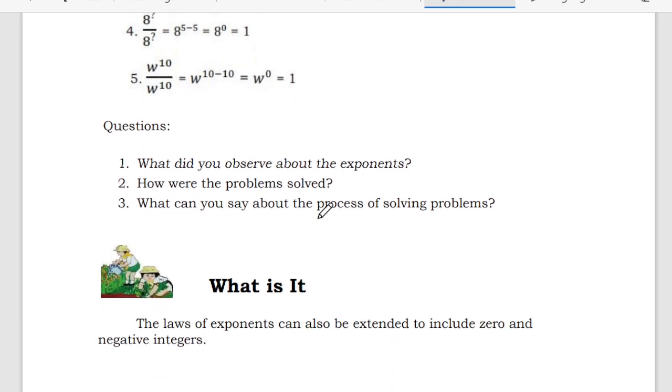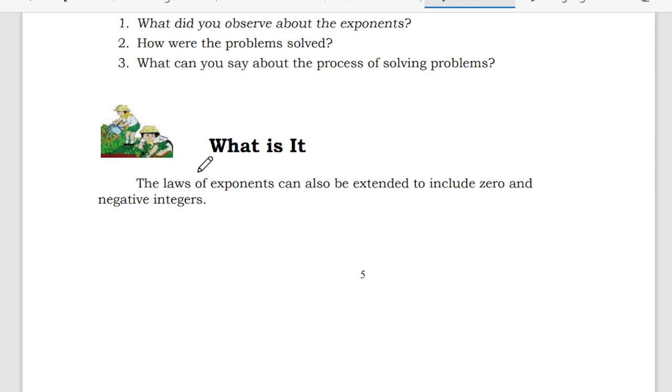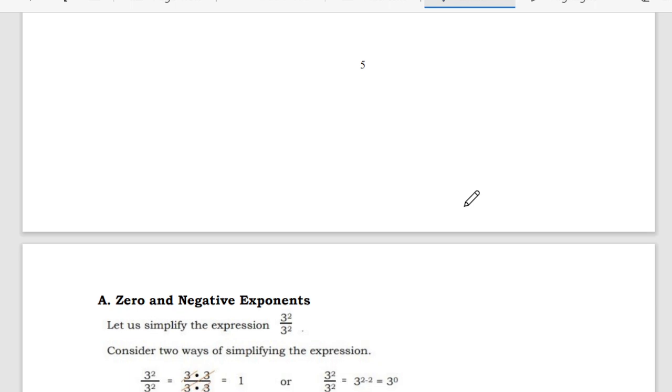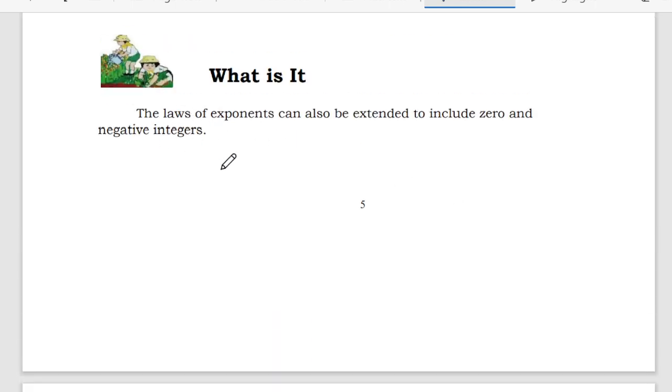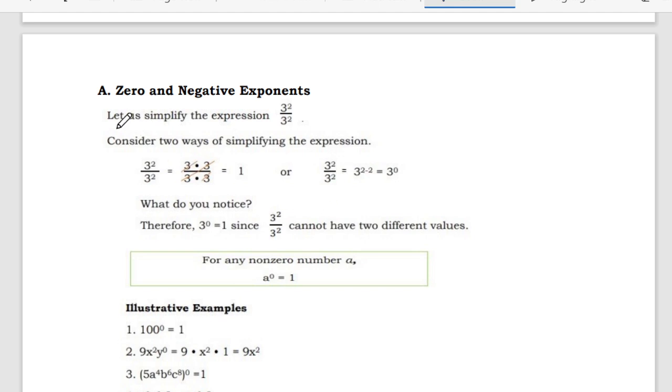Okay, next. What is it? The laws of exponents can be extended to include zero and negative integers. So we have letter A for zero and negative exponents. So let us simplify the expression 3 raised to 2 divided by 3 raised to 2. Consider two ways of simplifying the expression. You can expand this by writing 3 times 3, then you have also 3 times 3. Then dividing, we have 1.